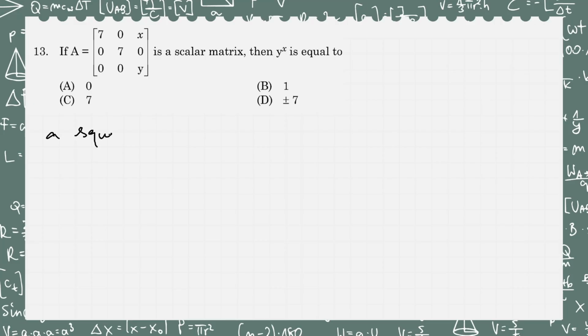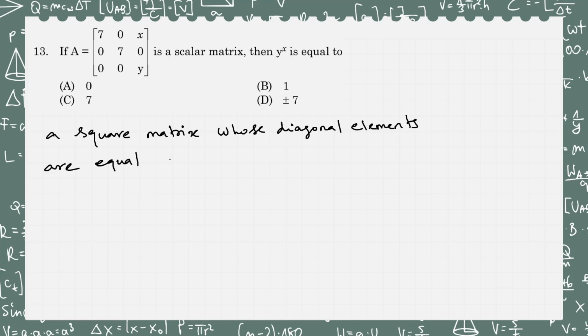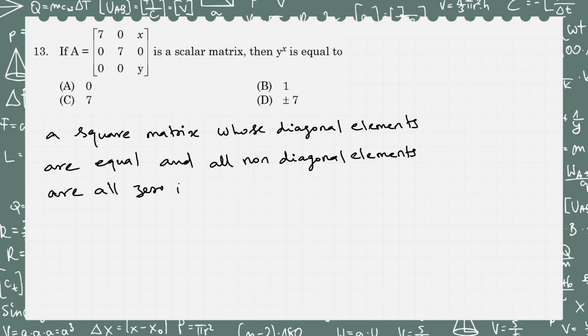A square matrix whose diagonal elements are equal and all non-diagonal elements are 0 is a scalar matrix.